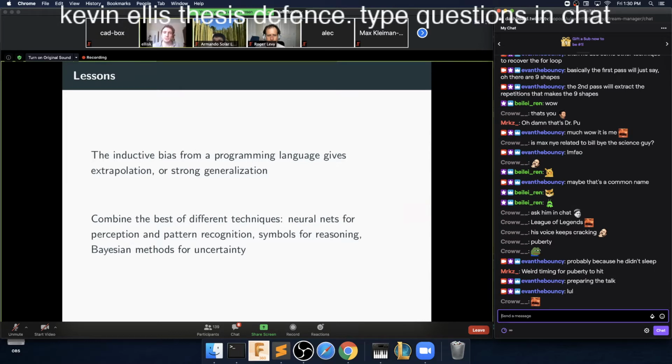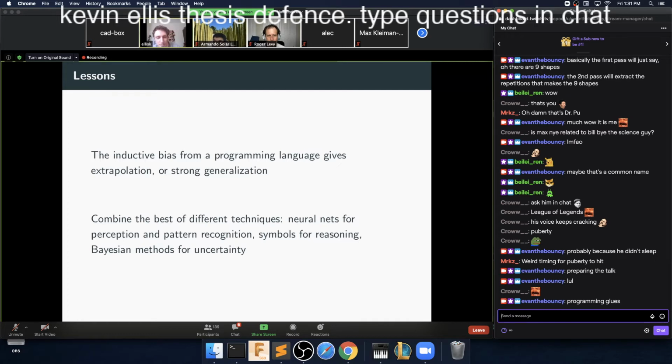So there's a few things you should take away from this. One is that the inductive bias from having a programming language, like having loops and variables, gives you strong generalization properties. You can extrapolate rather than interpolate. The second thing you should take from this is that I don't think we should be too religious about what kind of AI techniques we use. We really should be pulling the best ideas from different traditions. We can use neural nets both for perception, but also for pattern recognition, for guiding combinatorial searches. We can use symbolic programs for inductive reasoning, and Bayesian methods are a kind of glue or a kind of universal units for building systems which can handle uncertainty at all these different levels.